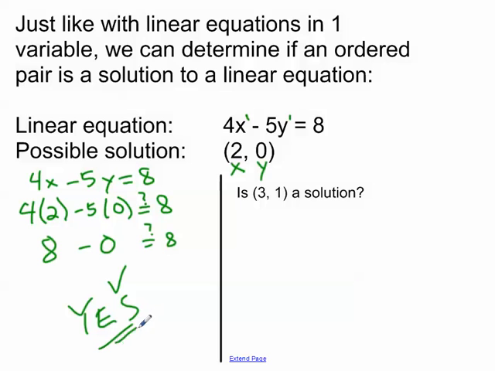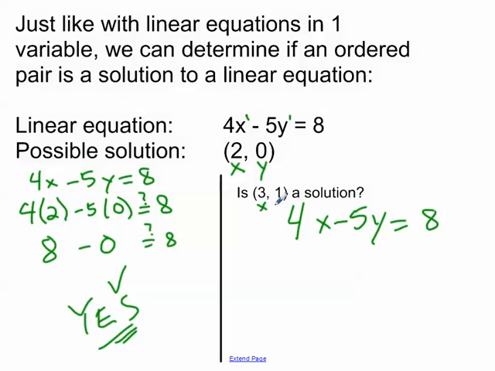Is it a solution? Yes. You'd have to answer yes. Well, you know what? (3, 1) is really close to (2, 0). It's not too far away. It's only 1 away from the x value, and only 1 away from the y value. We would assume that that should be part of our solution. So let's try it out. Is 4x minus 5y equals 8 satisfied with the point (3, 1)?